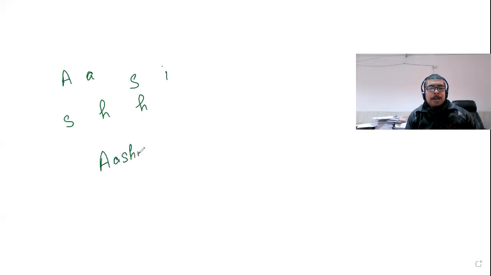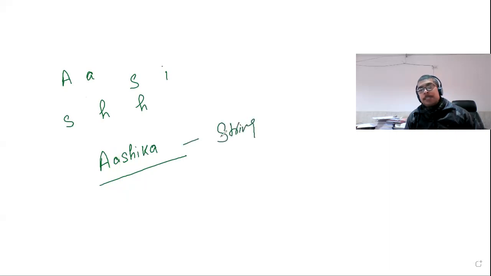Suppose I am writing A, B, C, D. This is a character, this is a character, and so on. But if I write A S H I K A, these are a group of characters, and it is called a string. I hope it is clear.